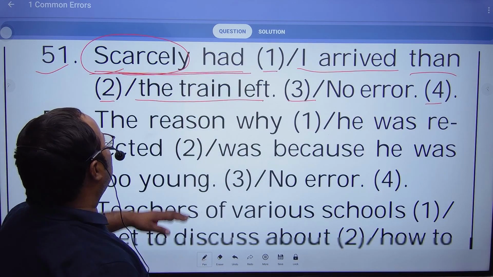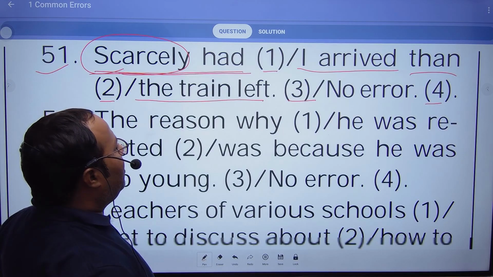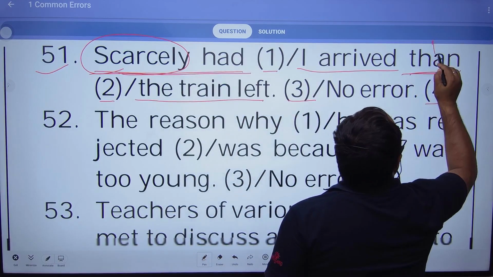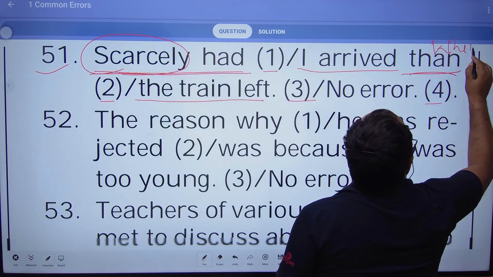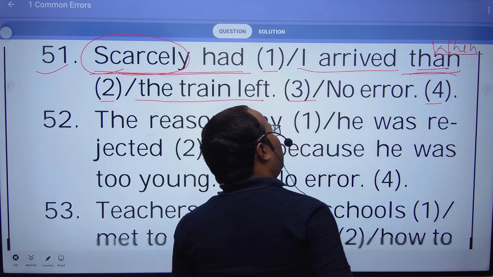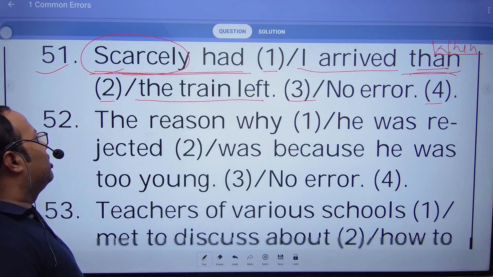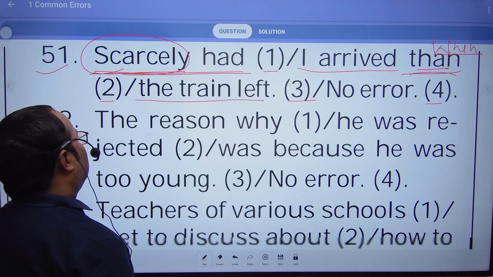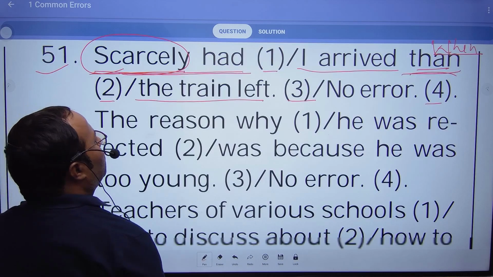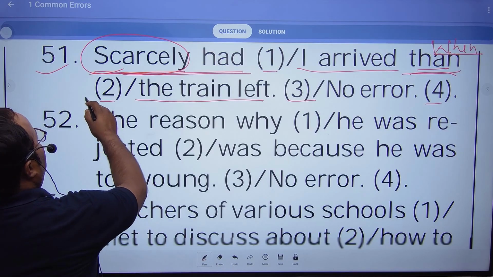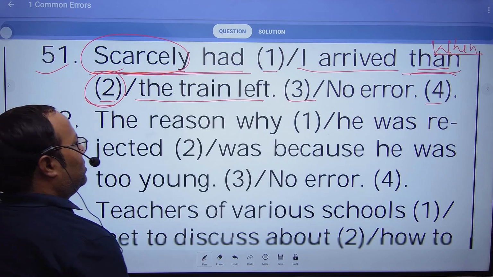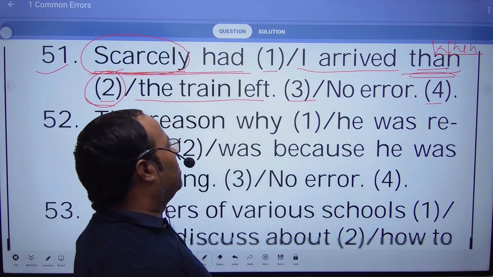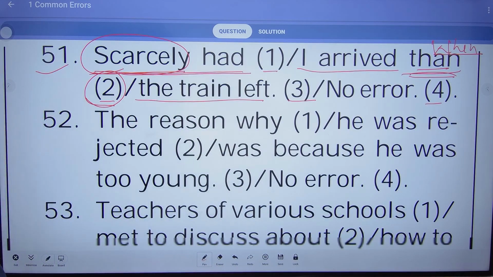If these two words are coming in a sentence, then we will use scarcely with hardly. The correlative conjunction when must be used, not then. No sooner के साथ then आता है, जबकि scarcely hardly के साथ when आता है, when the train left. So the option second must be the right answer, in which we will remove then and we will put when to find out the right answer.